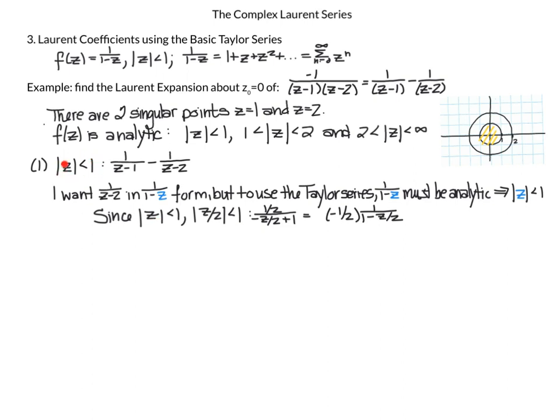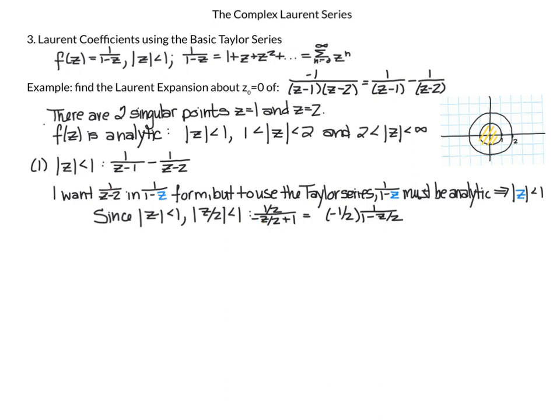And I also know since z is less than 1, that's the region we're working in, the absolute value of z over 2 must also be less than 1, which means when I substitute it into my basic Taylor series, I'm going to be good because my z over 2 is less than 1. So I'll divide my numerator by 1/2. Everything in my denominator I'll divide by 1/2.